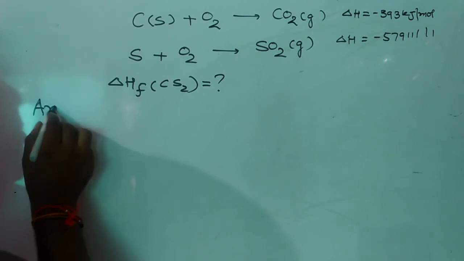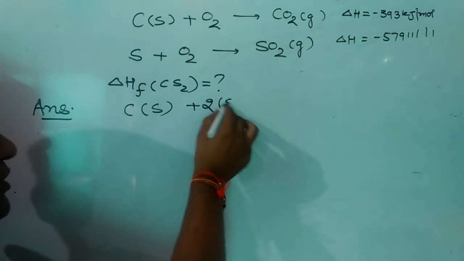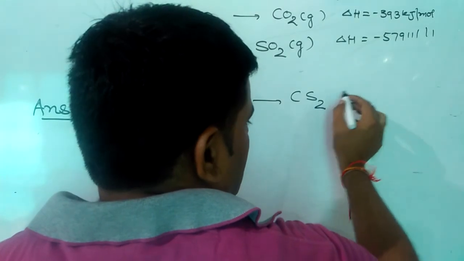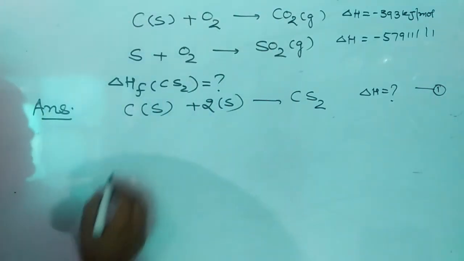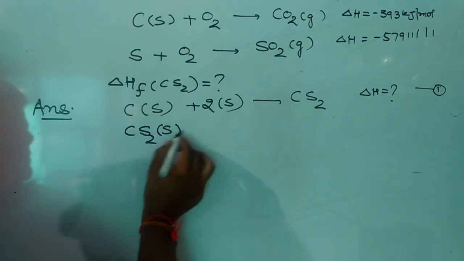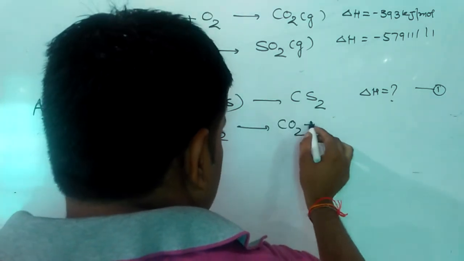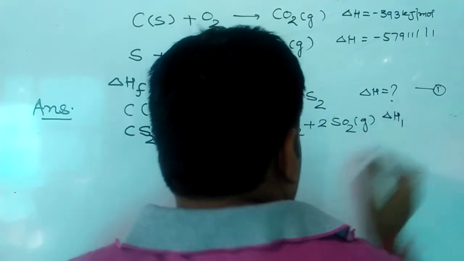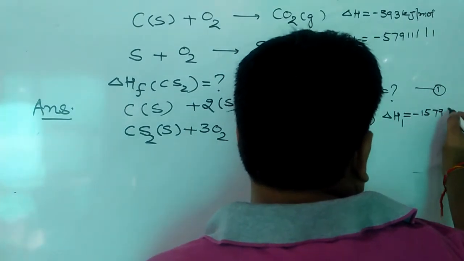From this equation, we know for carbon disulfide formation, carbon should react with 2 moles of sulfur to give carbon disulfide, and we need to find delta H for this equation first. The first equation is carbon disulfide solid plus 3O2 gives CO2 plus 2 SO2 gas. Delta H1 is given, that is minus 1579 kilojoule per mole.